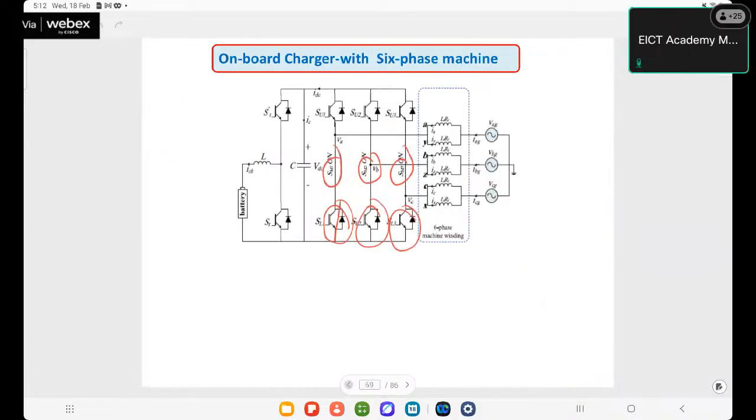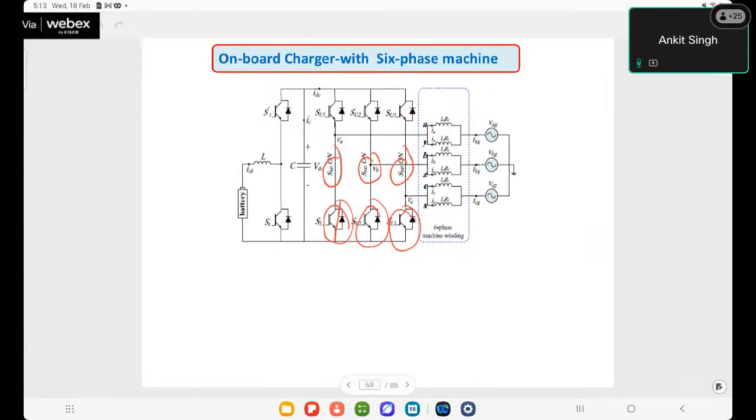Sir, one question from my side. May I ask? Yes. Sir, what is the effect of chattering in battery charging? Chattering, or we can say ripple current? Yes, ripple.